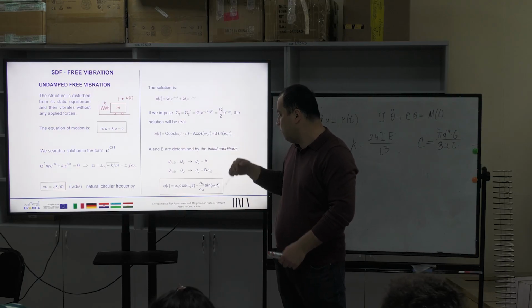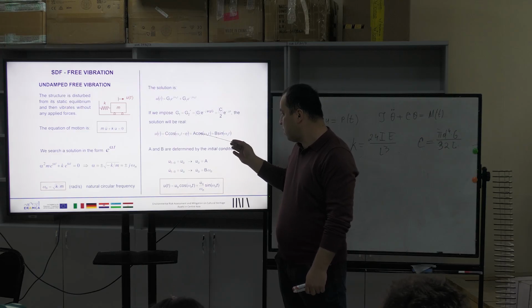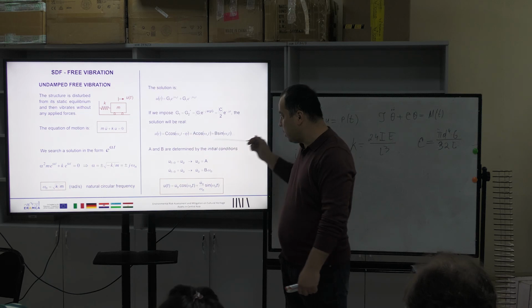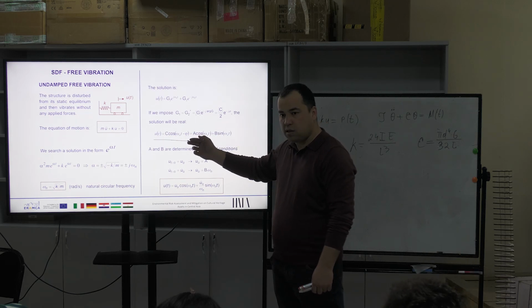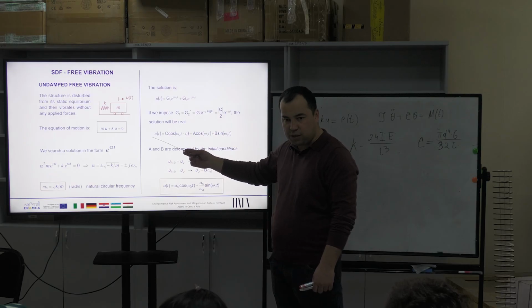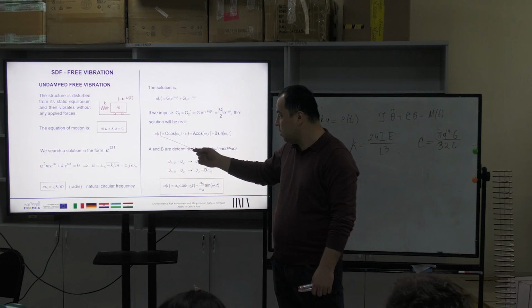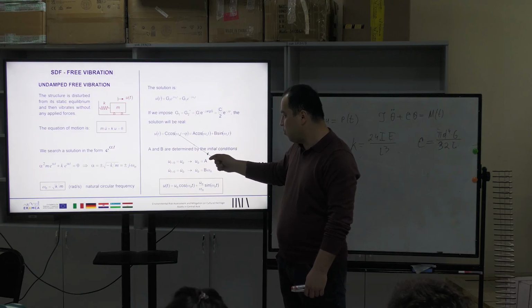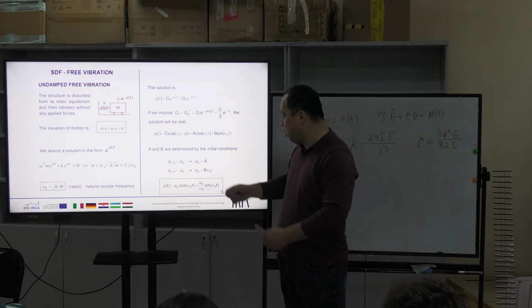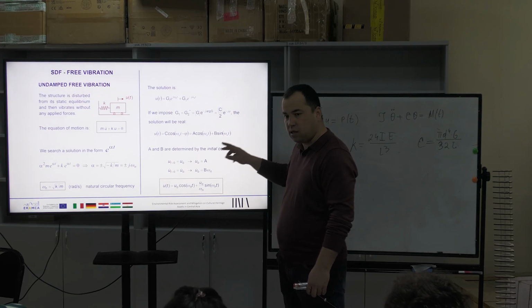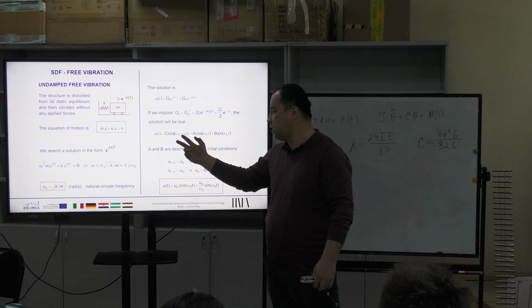Omega n is the natural frequency of the system. Phi is the phase shift. Our system's displacement u(t) is equal to something like this. We can write it this way: C cosine(omega n t minus phi), or A cosine omega t plus B sine omega t. You can separate it like this.